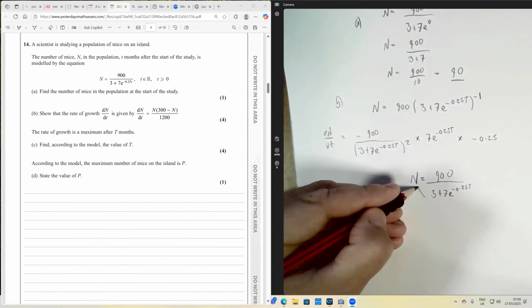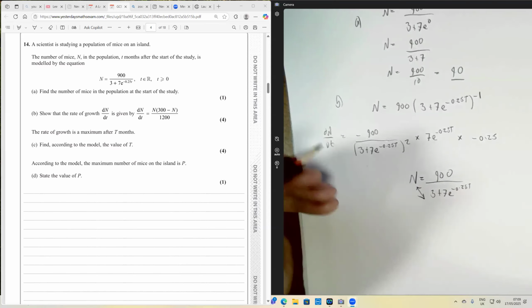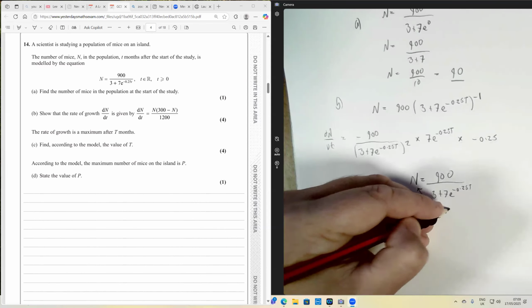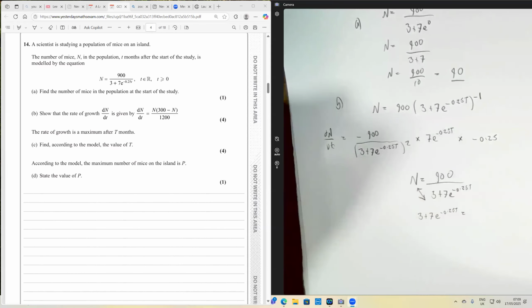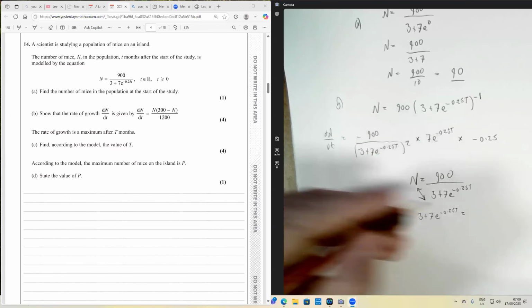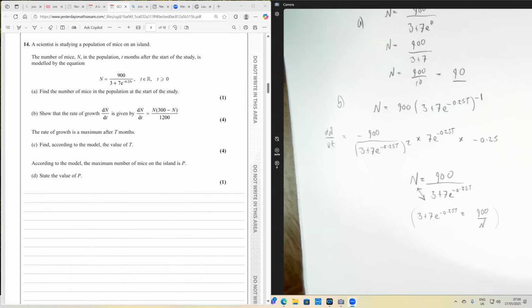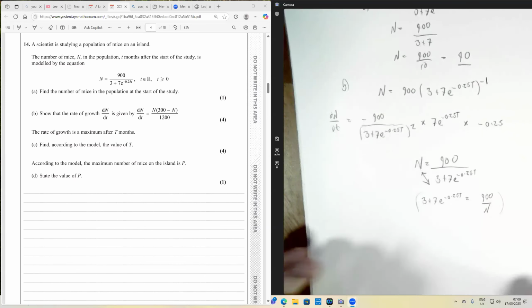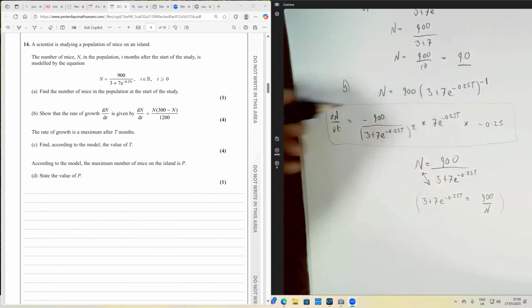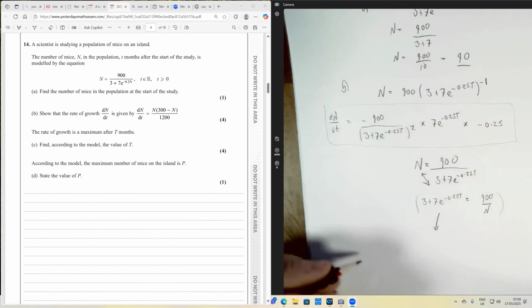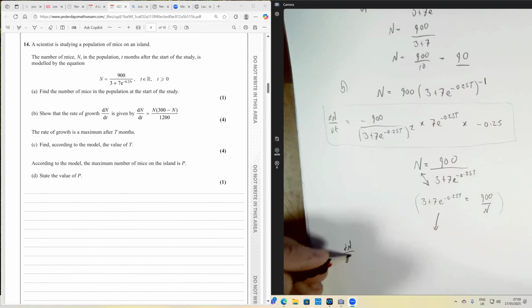Now, if I swap those two over, then I can basically say that 3 add 7e to the minus 0.25t can be rewritten as 900 over n. So that is 900 over n. So that's just from rearranging it there from the original equation. So now I'm going to sub that into this expression that I've got here.